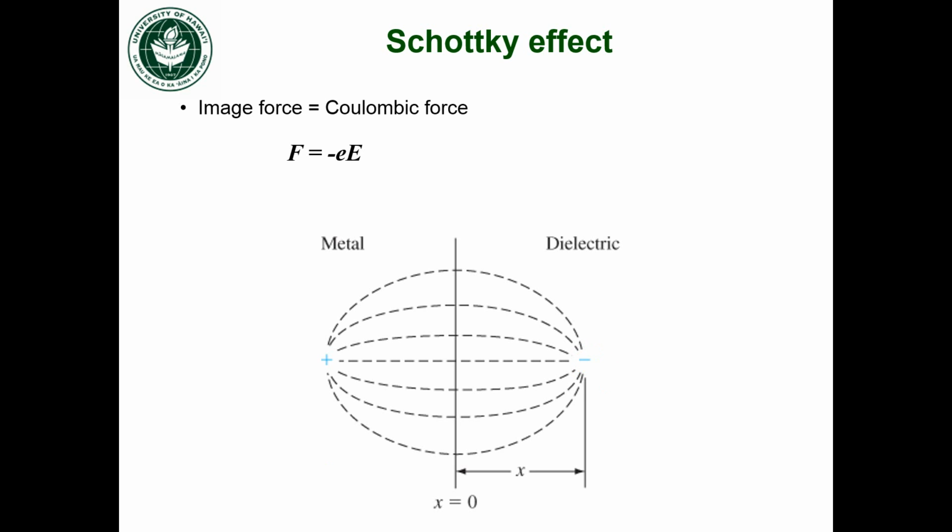But if we do that, then we can write an image force that is on this electron in a semiconductor, and that's just Coulombic force. So it's going to be equal to this equation: F equals negative of the electron charge times the electric field. Then if we take the electric field and integrate it, we can get the potential energy of the electron.